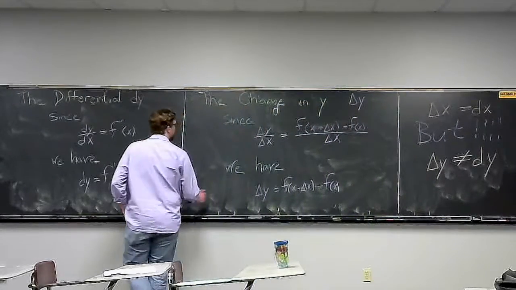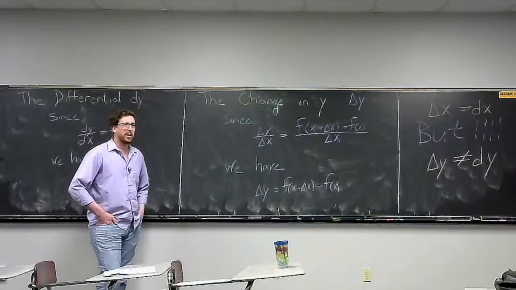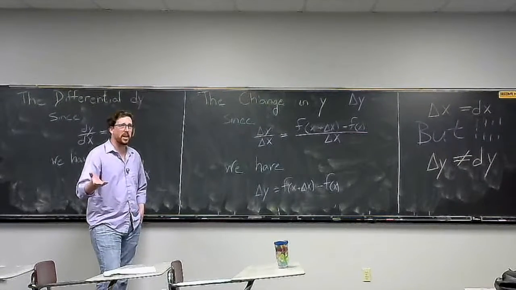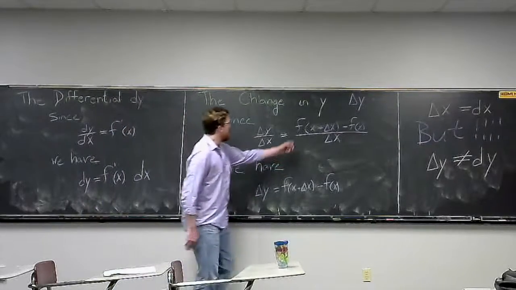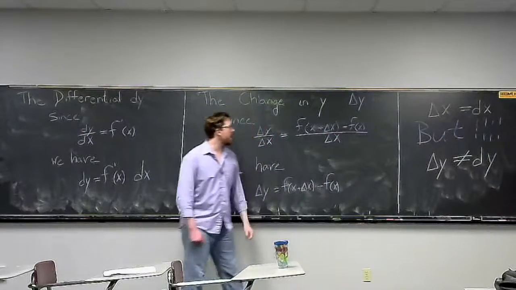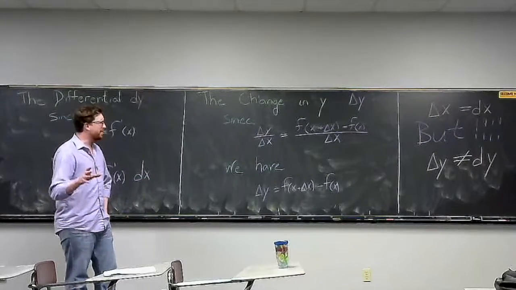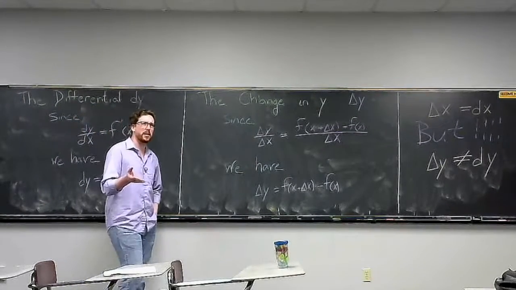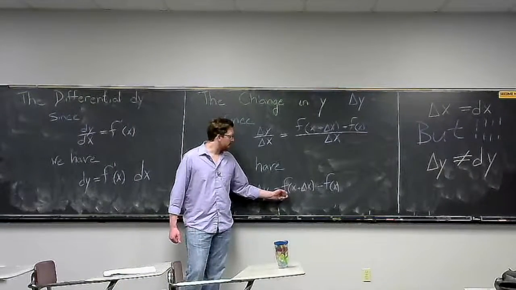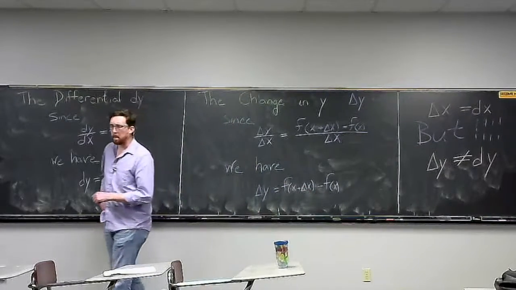Now, compare that to the change in y, delta y. We start off by just observing that from the slope formula, we have that the change in y divided by the change in x is equal to f evaluated at x plus delta x minus f evaluated at x, all of that divided by delta x. So because of this, if we were to multiply both sides by delta x, we would get that delta y is equal to f evaluated at x plus delta x minus f evaluated at x.